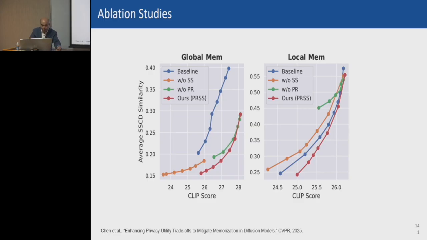And here I also show you the ablation study, right? If you don't use semantic search, which is shown here, this is the baseline. If you don't use the prompt re-anchoring, which is shown in the green, and if you use both, we can do better. So it makes a difference.